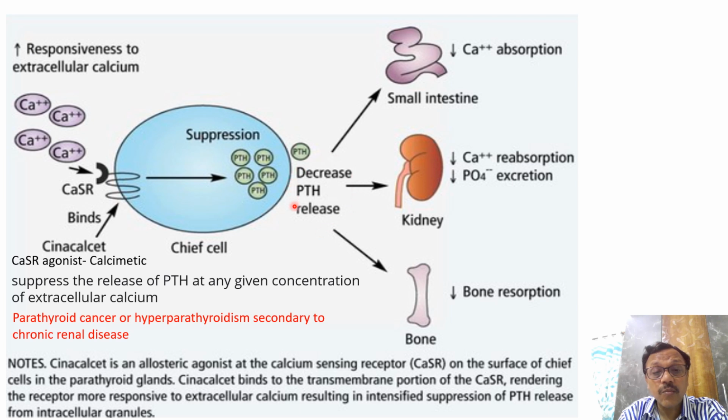Now with this hormone going to the small intestine, the kidney and the bone, from all these places there is a decreased reabsorption of calcium. As a result of that, hypercalcemia comes to a normal optimum level.